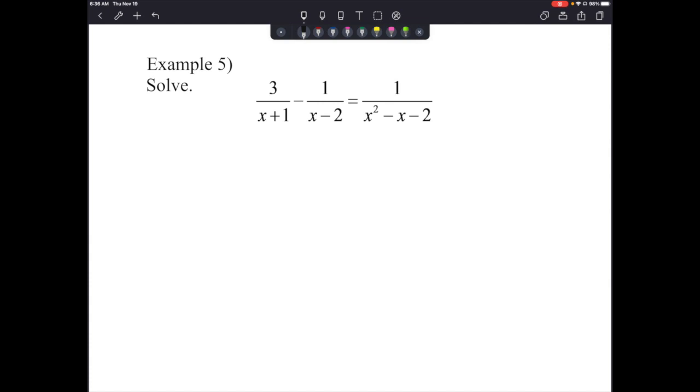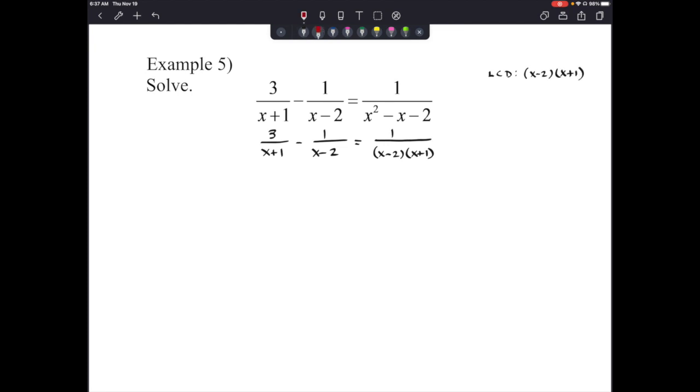When you factor it first, okay, the left side doesn't factor at all, and then the right side would factor into an x minus 2 and an x plus 1. So it has the same factors as each of the fractions on the left. So when you multiply it, you're going to multiply it by an x minus 2 times an x plus 1.